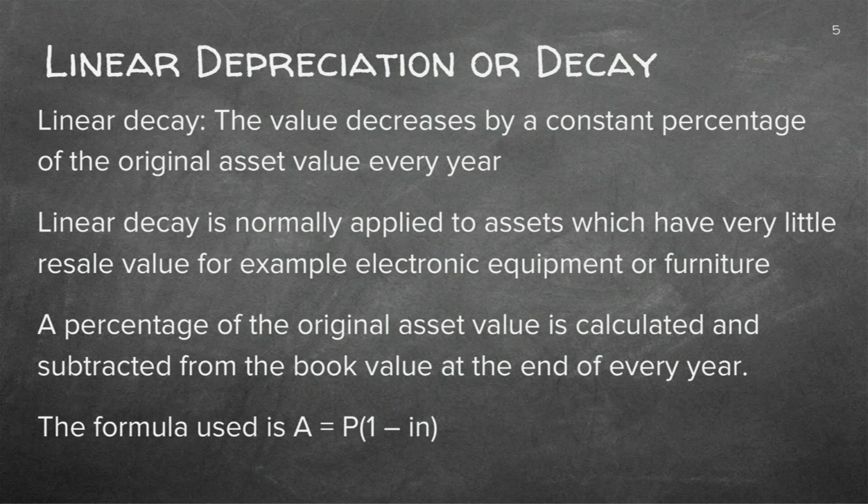Now, the linear decay, it decreases by a constant percentage on the previous year's value. That is why it's compound. This is normally applied to assets which have very little value, like computers and smaller stuff. And a percentage of the original asset value is calculated and subtracted from the book value at the end of every year. So automatically we need a formula for that.